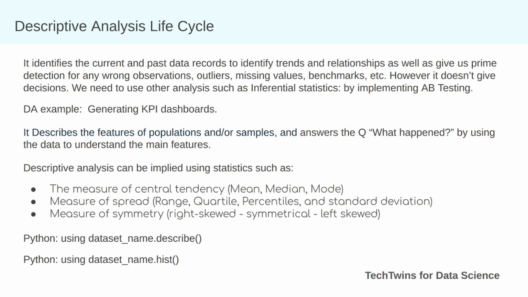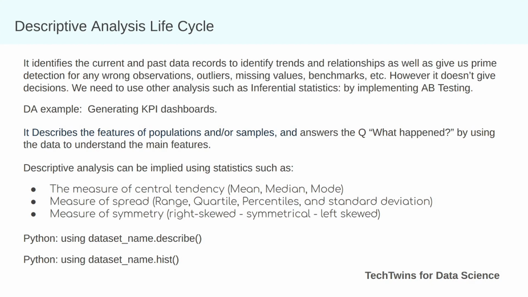Descriptive analysis, or DA, example while generating KPI dashboards. KPI is key performance indicators that the companies use these multiple metrics to highlight the business performance. Descriptive analysis also describes the features of population and or samples and answers the question, what happened, by using the data to understand the main features.